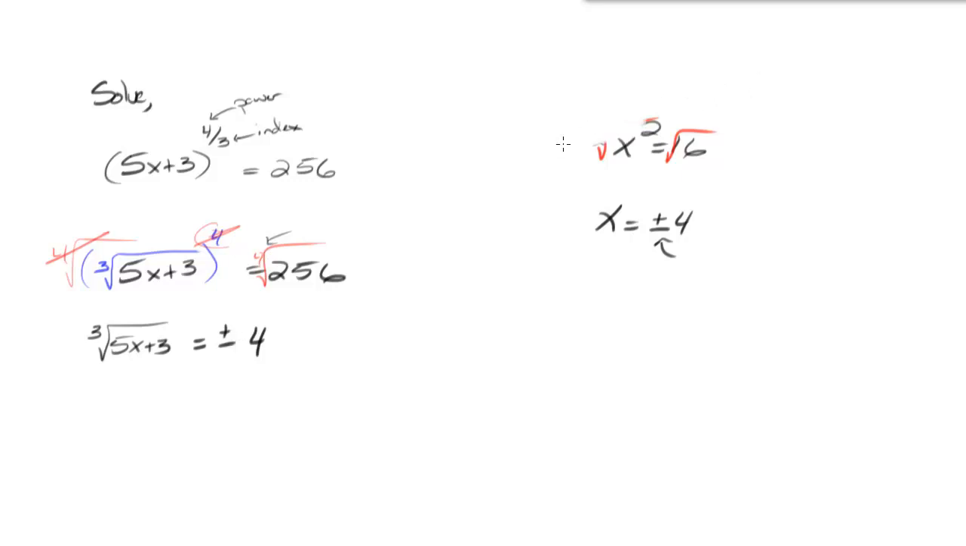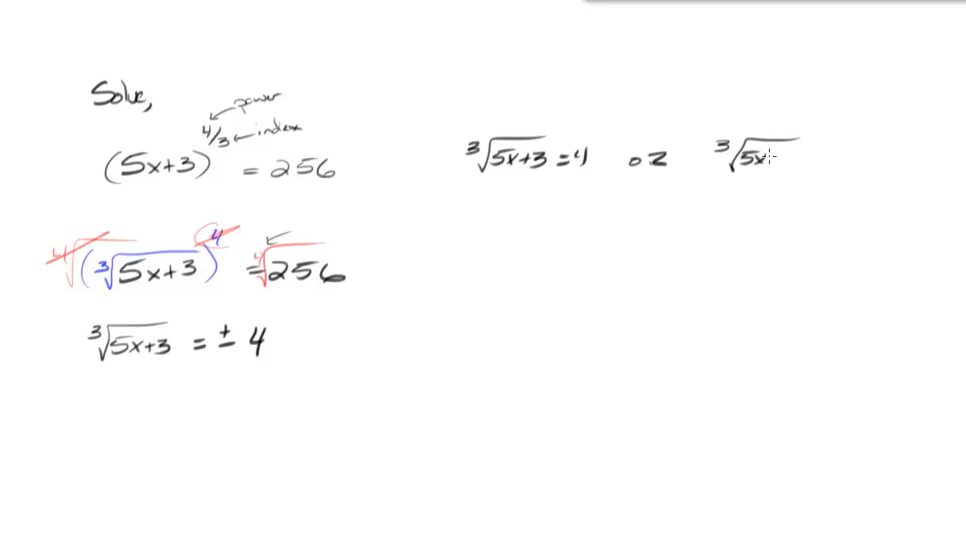All right, so now tackle this. These are 2 different equations now, and I'm going to get 2 different answers. My 2 equations are the cube root of 5x plus 3 equals 4, or also the cube root of 5x plus 3 equals negative 4. And I solve these in both cases.